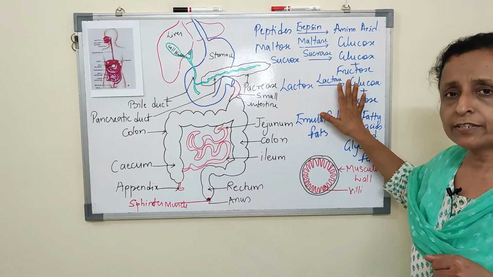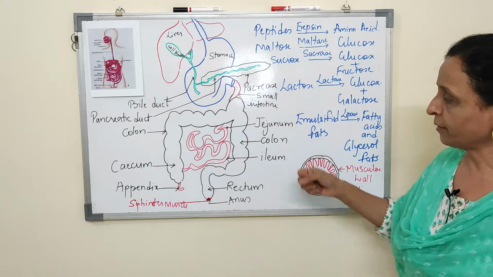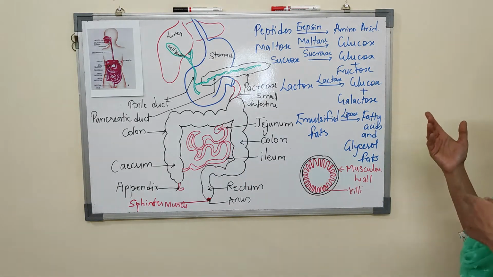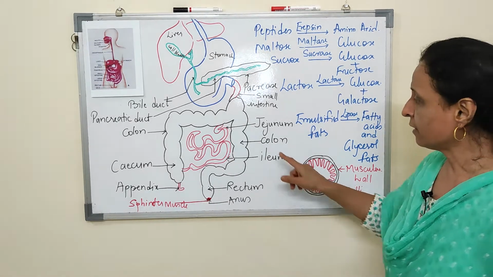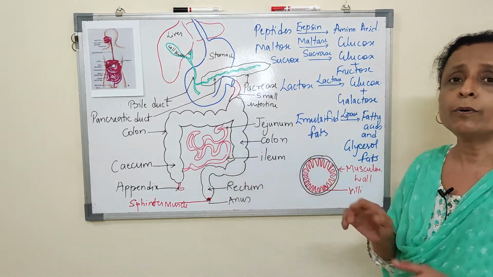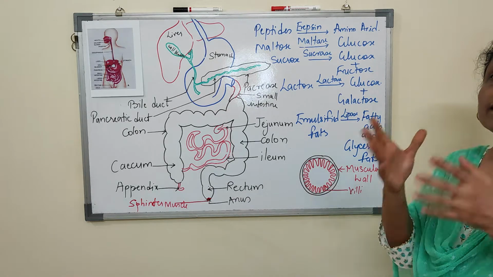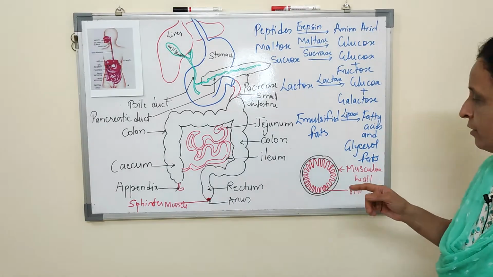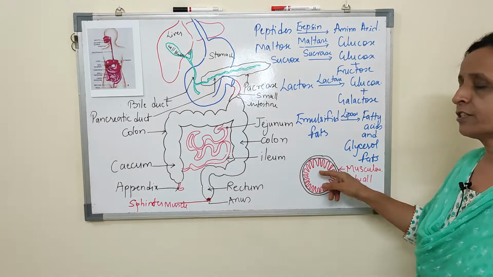So digestion has taken place, and absorption will take place in this ileum. Now so many things, absorption has to take place in the intestine itself. Now what increases the rate of absorption? If you take a section of the intestine, you will see small structures which are known as villi.